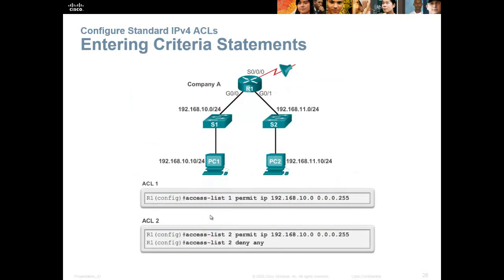Remember, you just go into global mode and create the ACL. So access list 1, access list 100. Remember, if I number it 1 through 99, it's going to be a standard ACL that only blocks by the source. If it's 100 through 199, it's going to be an extended ACL and I can do other stuff.